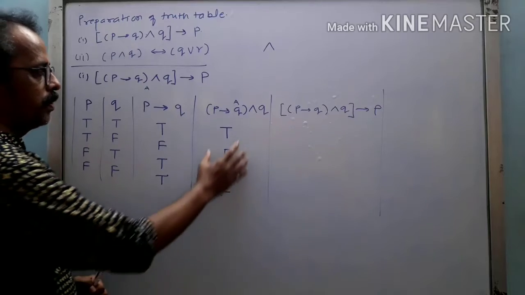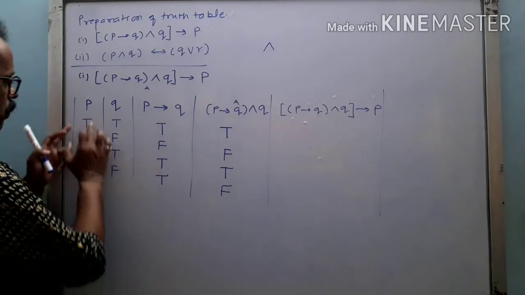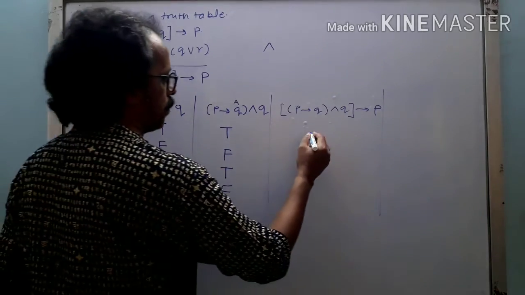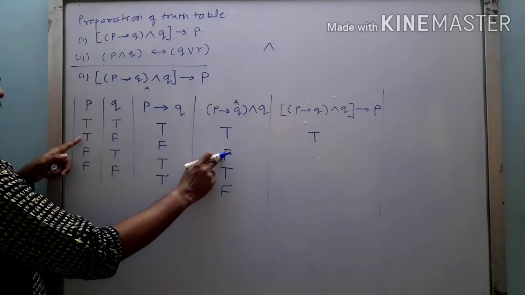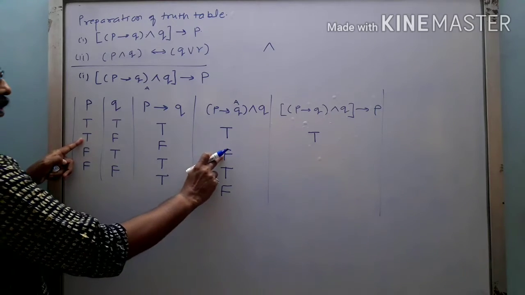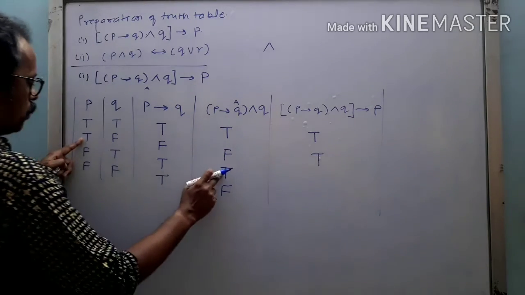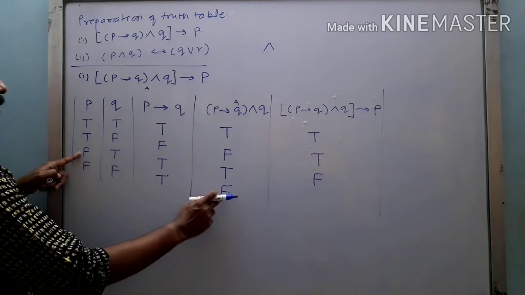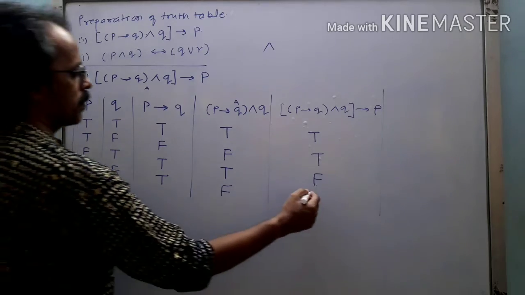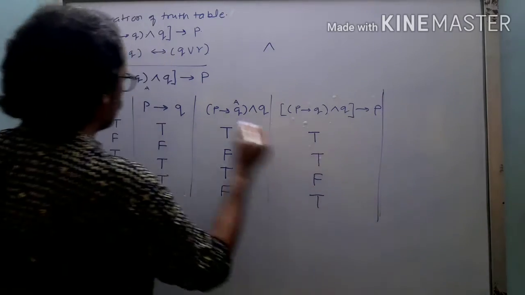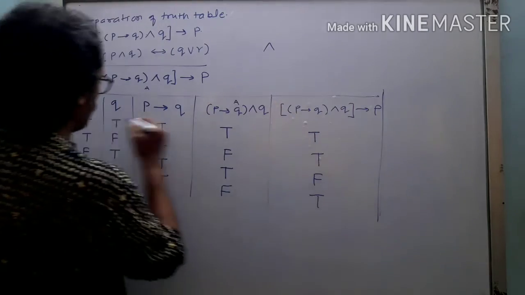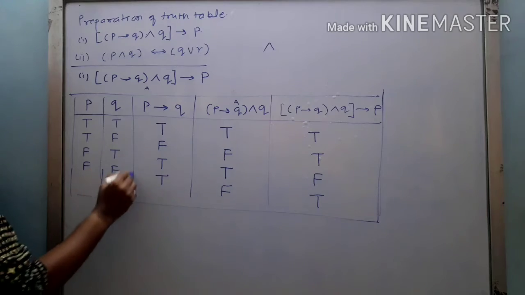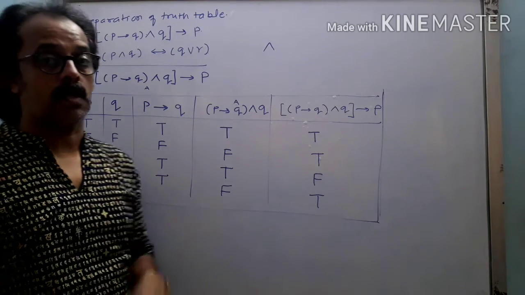Now, next I have to consider this whole column with P. That means T implies T, single implies, it is T. False implies true, so it is true. True implies false, it is false. And further, false implies false, it is true. So this is the truth table we made for that first question. Then you can outline that table.